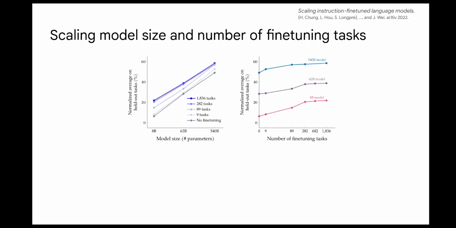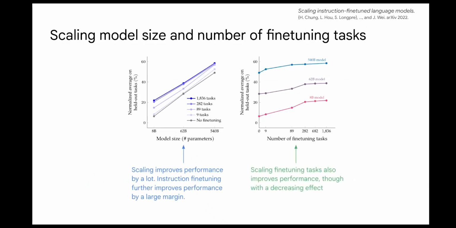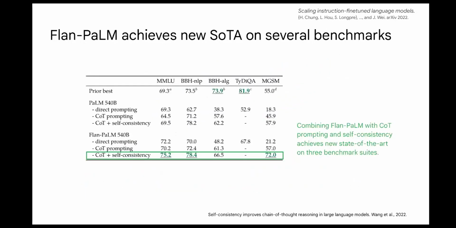And then these two plots basically show that as you increase the scale of the language model, the performance will also increase. The plot on the right shows that if you fine tune on more data, then the performance will also continue to increase. And then this slide basically summarizes that we achieved a new state of the art on several benchmarks.